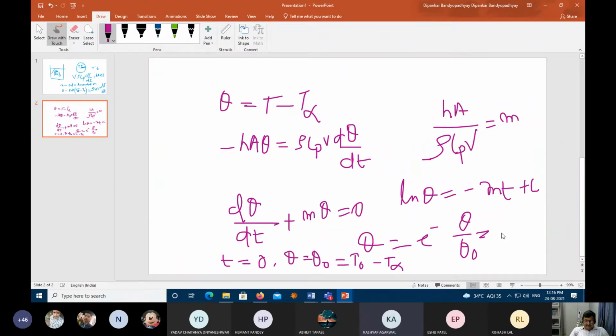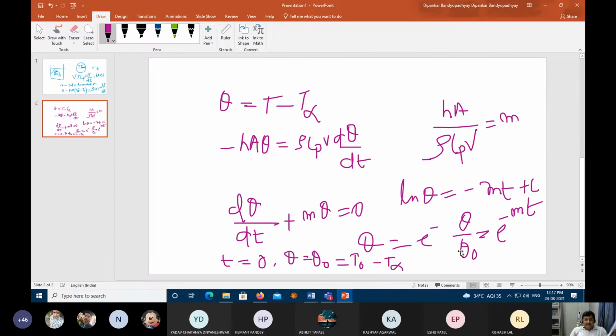E to the power minus mt. Very nice. E to the power minus mt. Fantastic. So if this is the situation, then you get an unsteady equation like this. So it is an exponentially decaying function. Correct? Now since we have set up the equation, the question comes that there is a sphere, there is a cylinder, and then there is a cube. Correct? So how do we go about it?